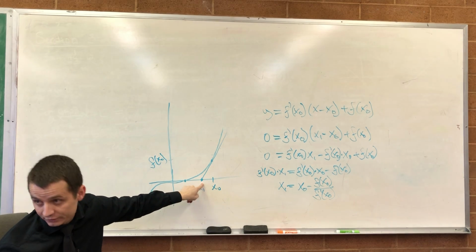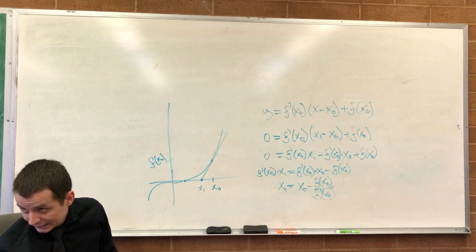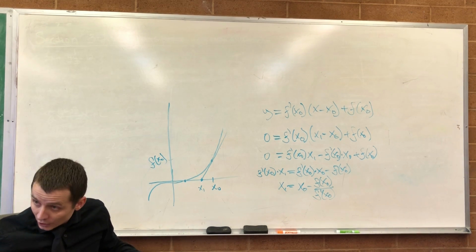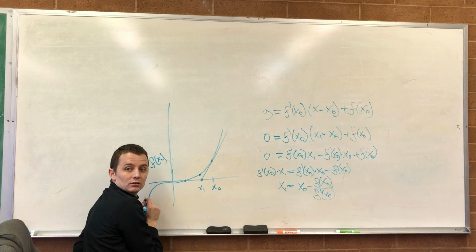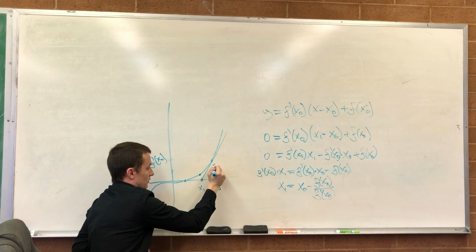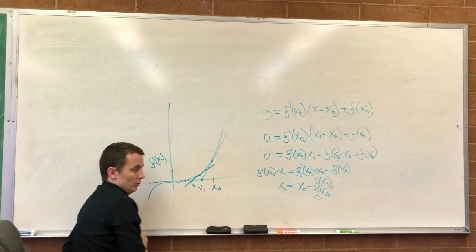Is x1 a good enough guess? No. Maybe it is, maybe it isn't. In our case, it doesn't really look like it is. So we now repeat the process. I now find the tangent line at x1. Here's its tangent line. And then I find where it intersects the x-axis, called x2.